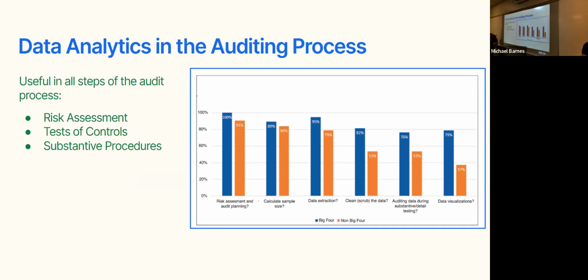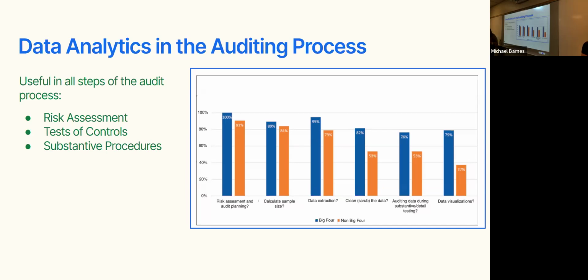So this visualization here is from a survey conducted by the CPA Journal. And in blue here are Big Four respondents, auditors and managers in auditing. And then orange is non-Big Four respondents. So basically they asked them, do you use data analytics within these different areas? As you can see in risk assessment and audit planning, calculating sample size, data extraction, and most of these areas as well, data analytics is pretty highly used.